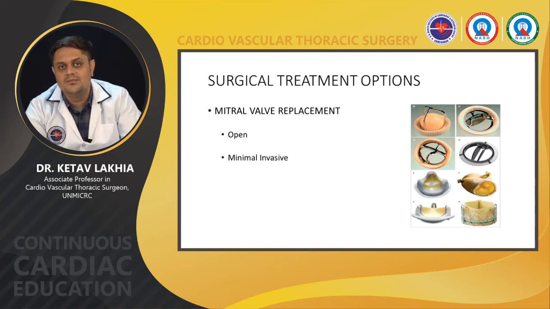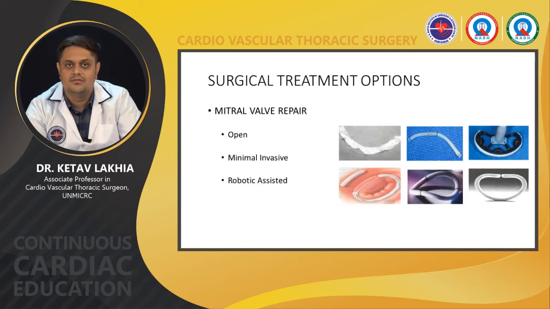Now, what are the surgical treatment options? The primary surgical treatment is mitral valve replacement, which may be either open or minimally invasive. The prosthesis that can be used is either a bioprosthetic or a metallic valve. Another mode of therapy is mitral valve repair, where repair is possible. It can be either open, minimally invasive, or robotic assisted. It may be either suture annuloplasty, ring annuloplasty, or a combination of both.